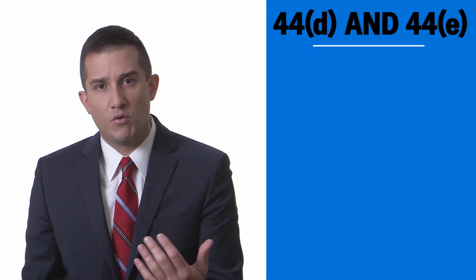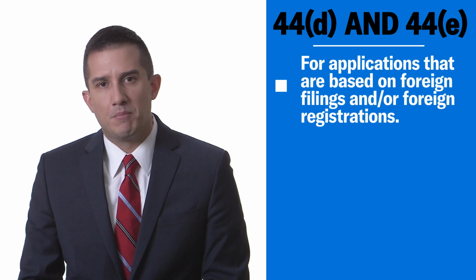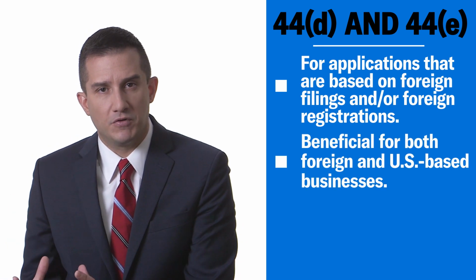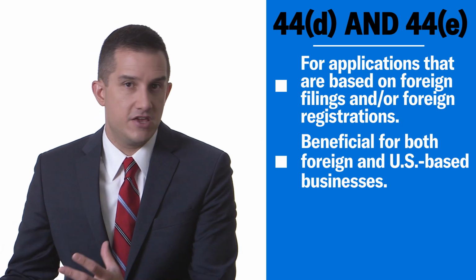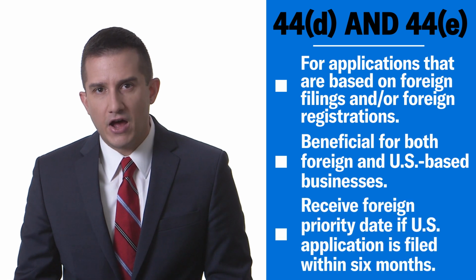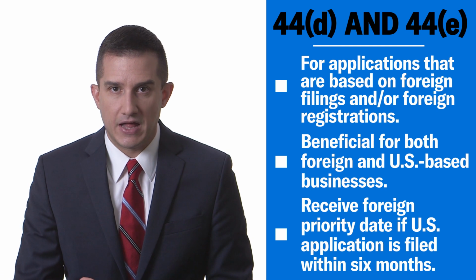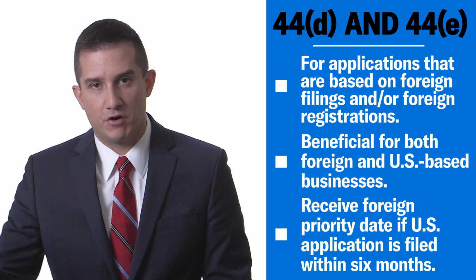Now, two of the lesser used filing bases are the 44D and 44E basis, and this is because they're based on foreign applications or registrations. But even if you're a United States business, you may find using these filing bases to be helpful, and here's why. So let's say you have a trademark filed in the UK or the EU or Australia, or for that matter, just about any country around the world. When you file that trademark application, you then have 6 months in which you can make the US filing and have the US filing be retroactive to the date of the foreign filing.